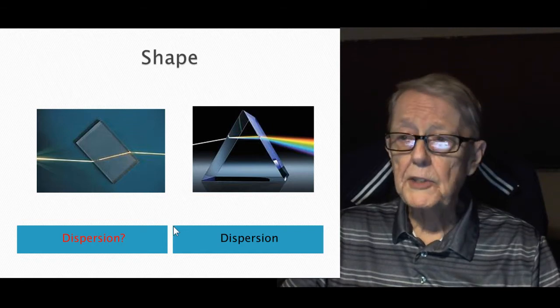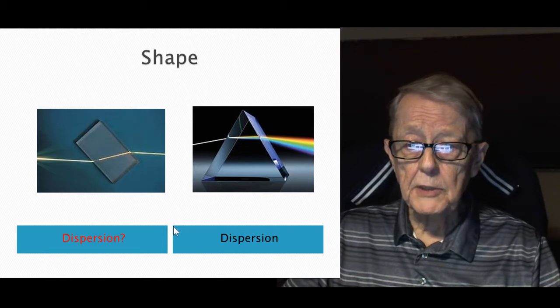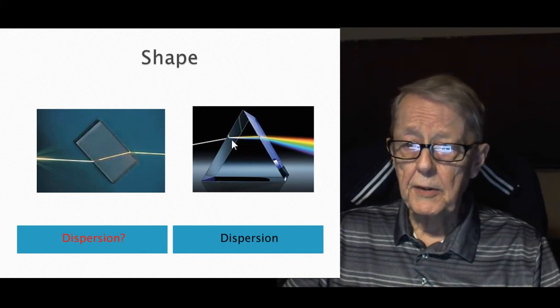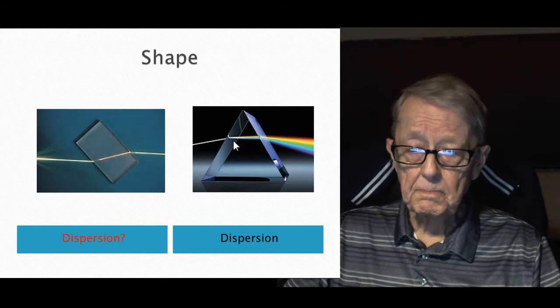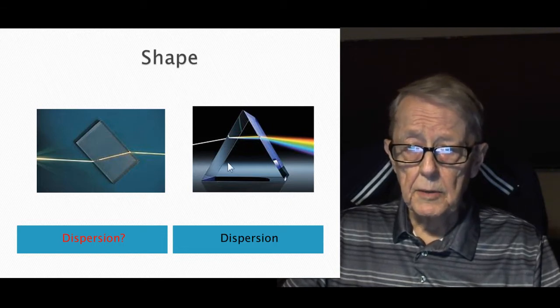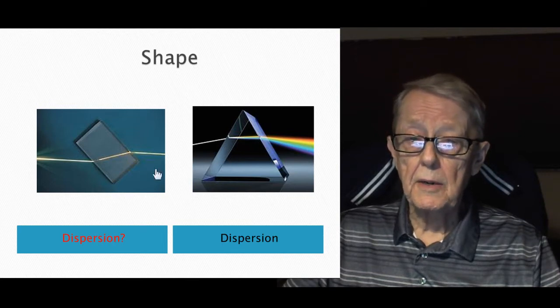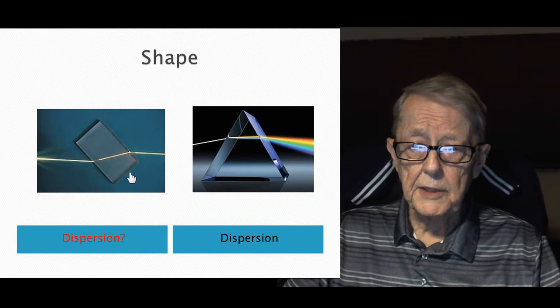So let's first consider shape. On the left is a rectangular prism, and on the right a triangular one. There doesn't appear to be dispersion here, but it clearly has dispersion through the triangle. So there seems to be a difference as to no dispersion and dispersion.